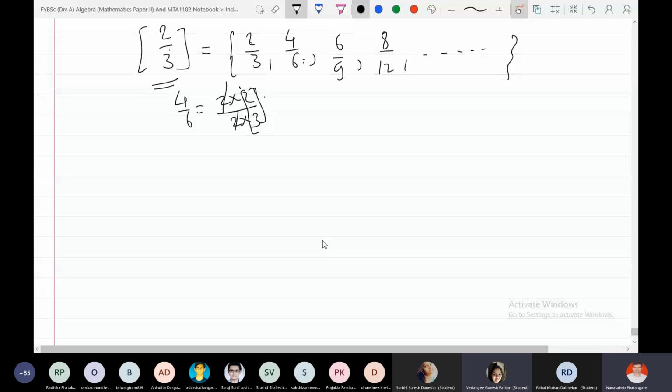And this is what you use in day-to-day life. For example, 1 by 2 and 2 by 4. What is the value of this number? This real number is the same.